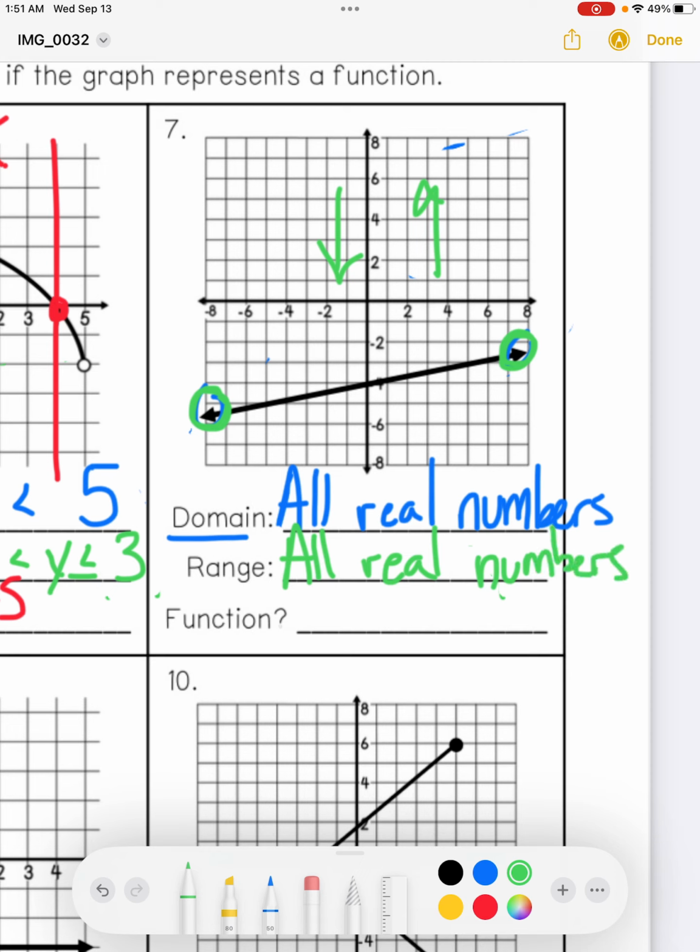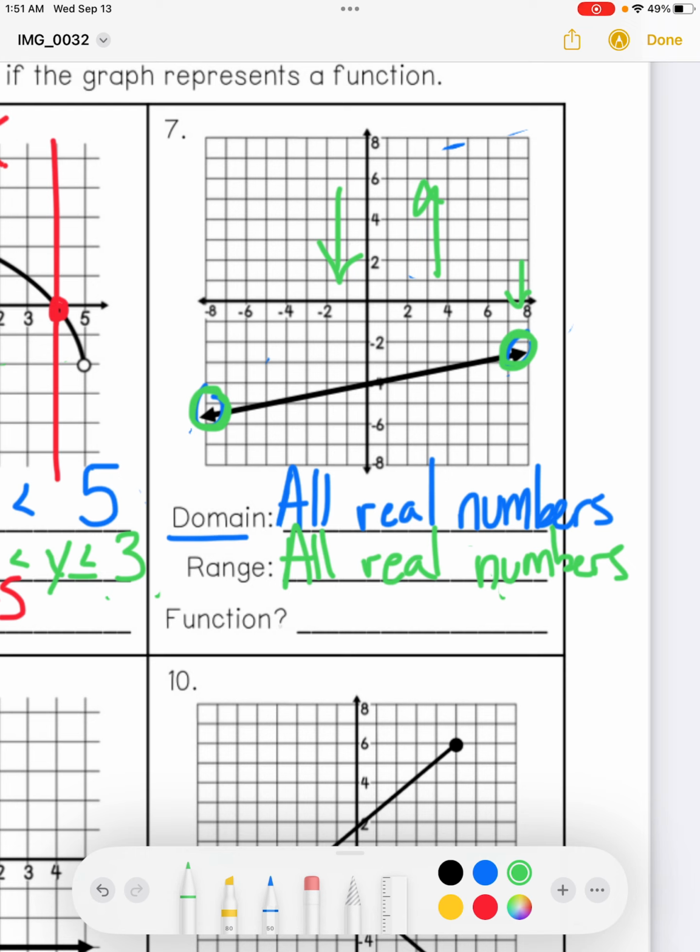Because technically, I can use any y value, right? This arrow right here goes forever. So if I want to get to 100 eventually, yeah, that line will eventually get to 100. It's not shown in our paper here, right? So any number is possible.